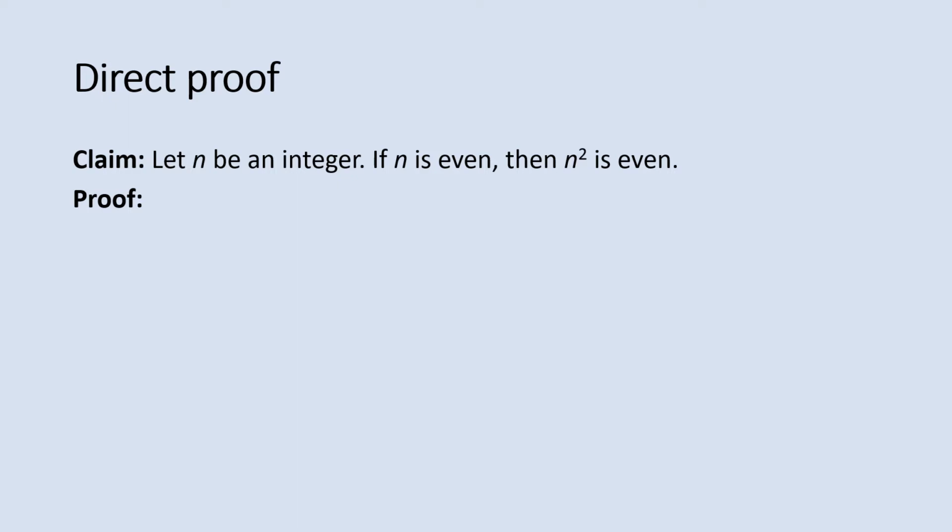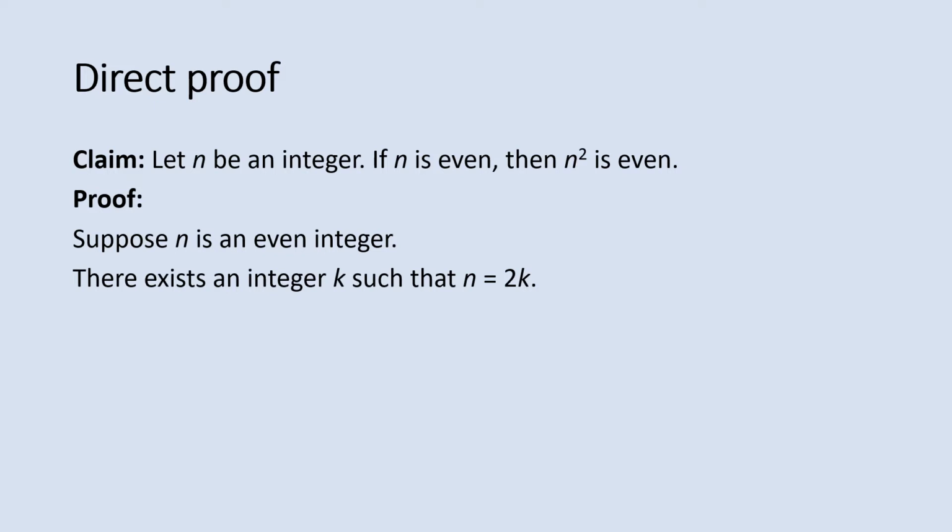So in a direct proof, we start with the hypothesis. The hypothesis in this case is that n is an even integer, and we apply definitions or other known facts to eventually conclude something about the conclusion, that n squared is even in this case. So starting with the hypothesis, we suppose that n is an even integer. By definition, that means that there exists some integer k so that n is equal to 2 times k.